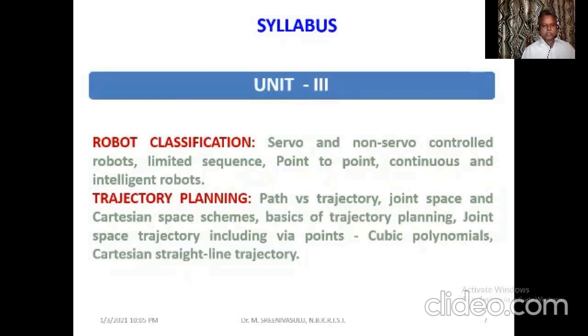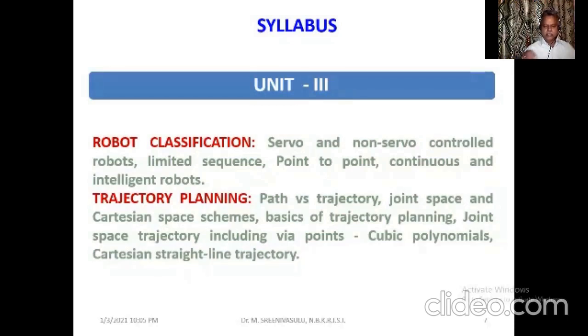Then the other major point under Unit 3 is trajectory planning. It's going to cover majorly path versus trajectory. There is a connection between path and trajectory. Path deals with the way in which the robot end effector needs to be moved. Trajectory deals with the path. In addition to that, the time aspects are also added to that.